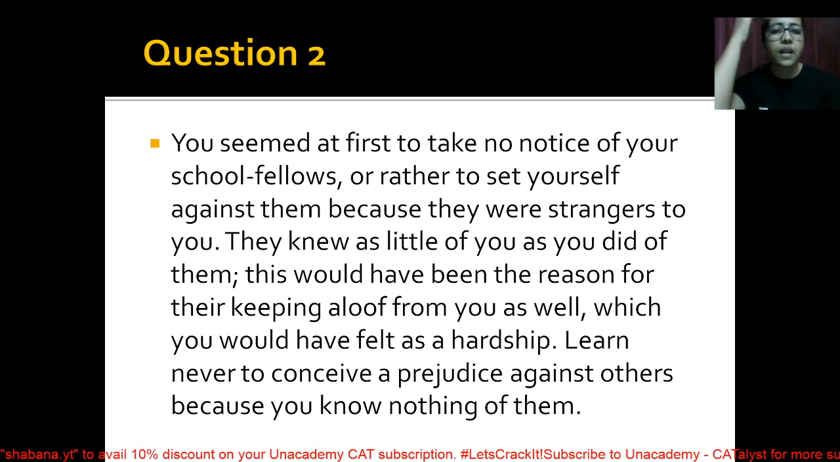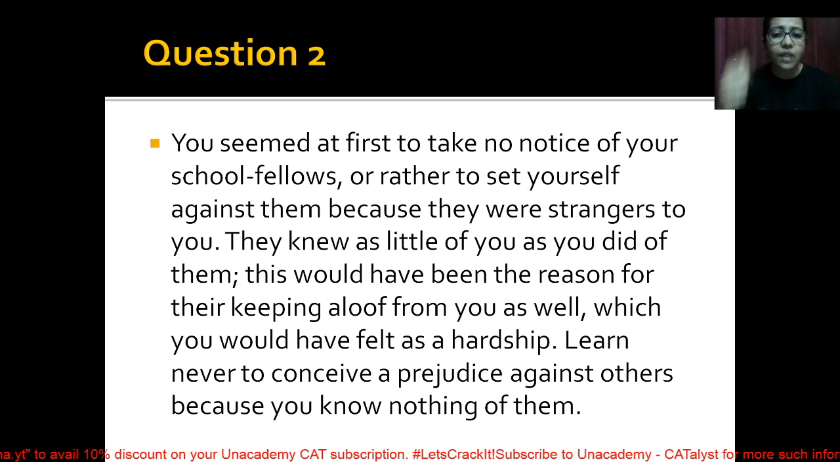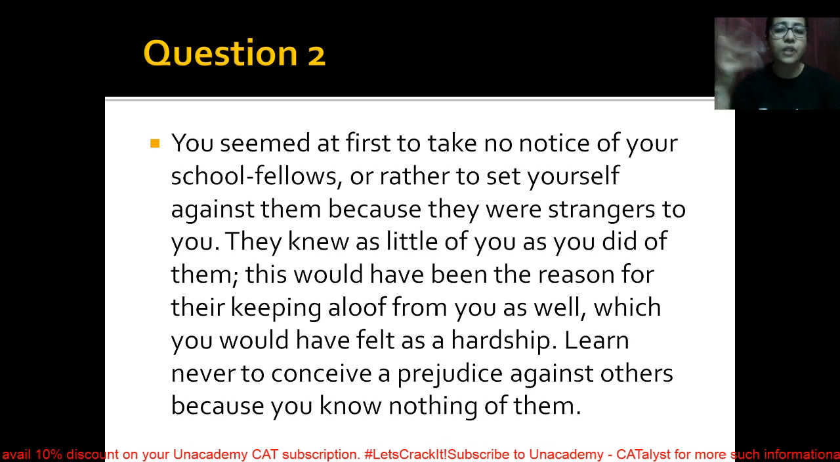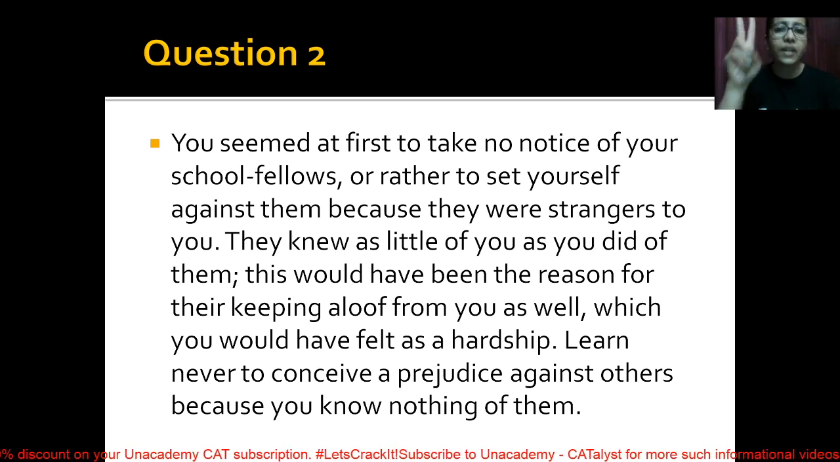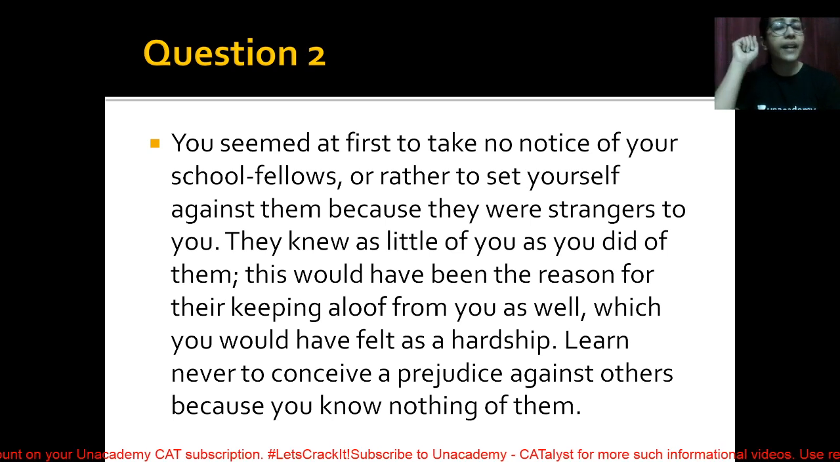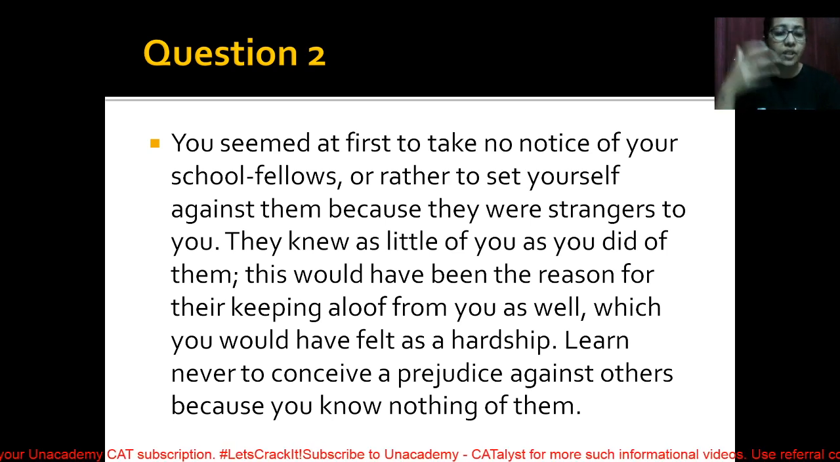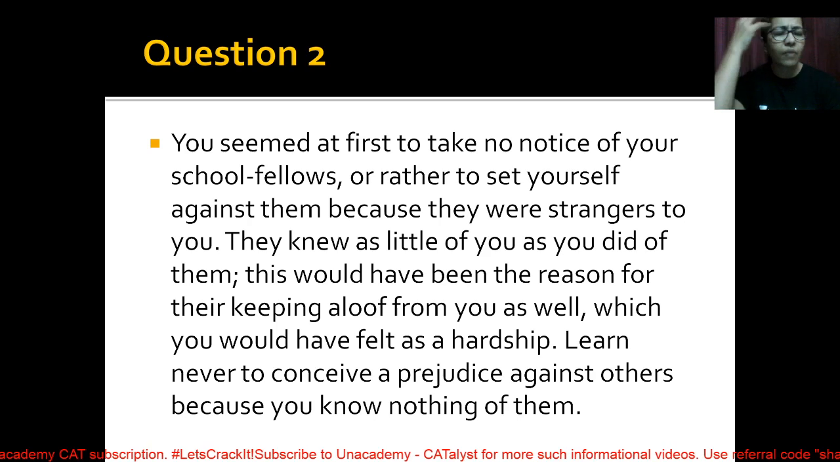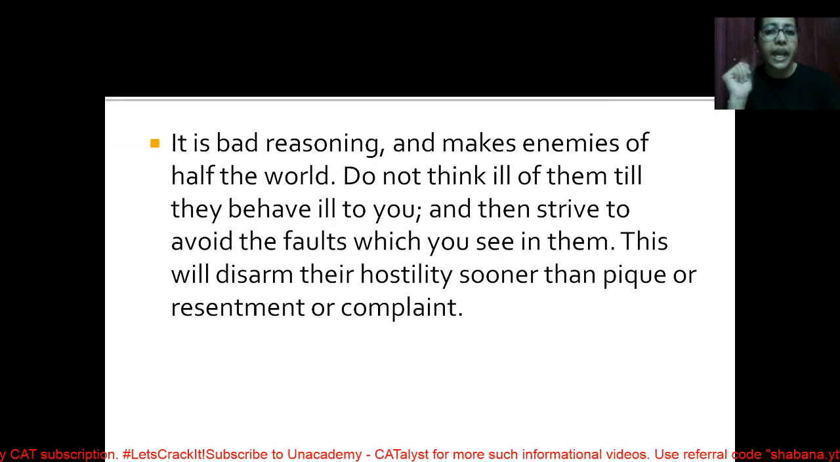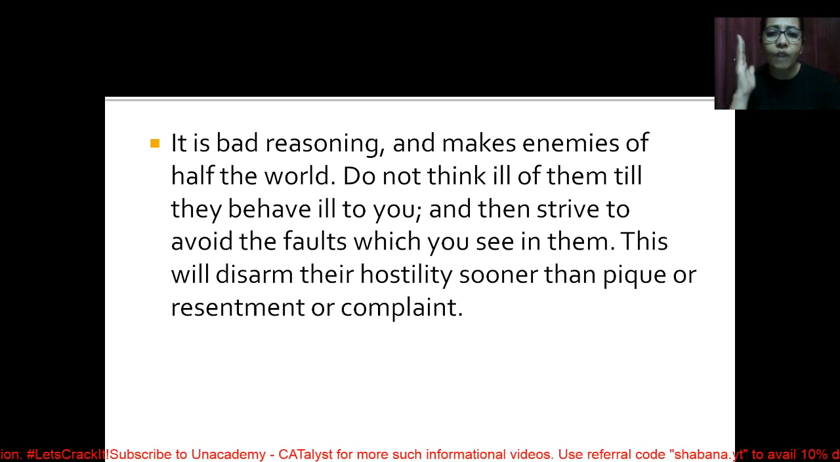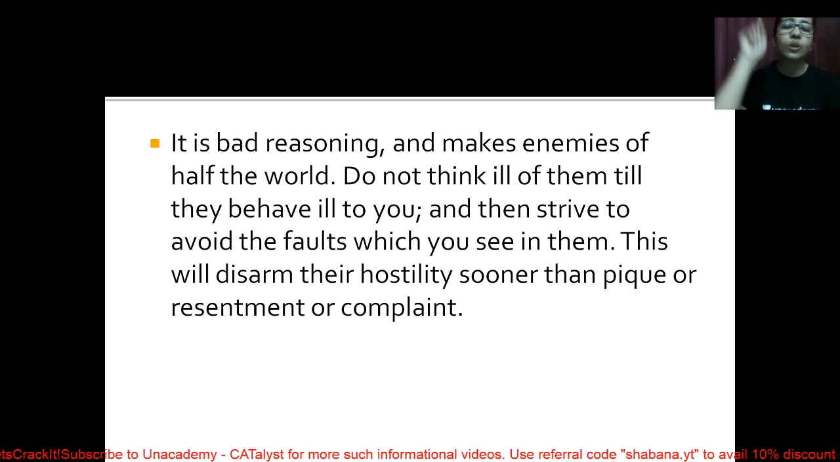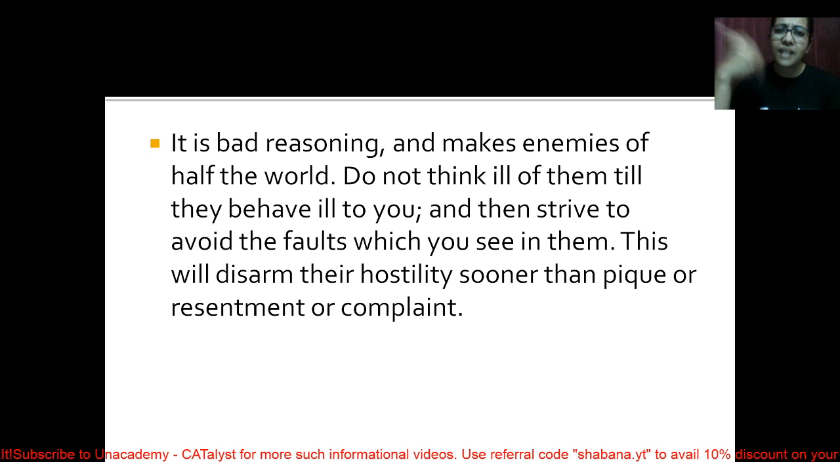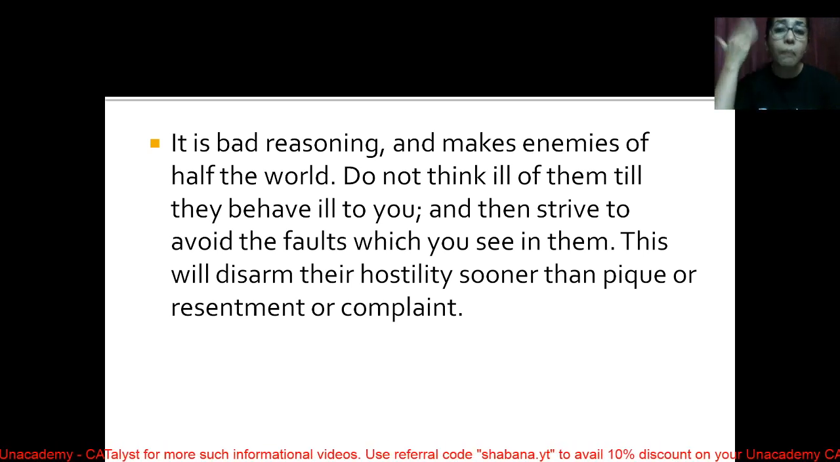Never. That word lingers in my memory. Never to conceive a prejudice against others because you know nothing of them. Dono side ko problem bhi because you were strangers, but learn never to harbor prejudices, to keep prejudices Shreya. Okay? Ye words mere dimaag mein ja rahe hain. It is bad reasoning. Make enemies. Okay? Do not think ill of them till they behave ill to you. Yani jab wo mere saath ill behave karenge, tab tak main theek rahungi. Jaise hi wo ill behave karna shuru karenge, main unko marungi.